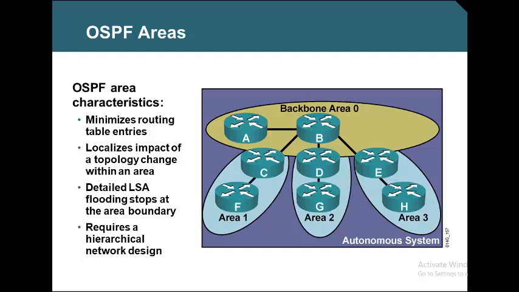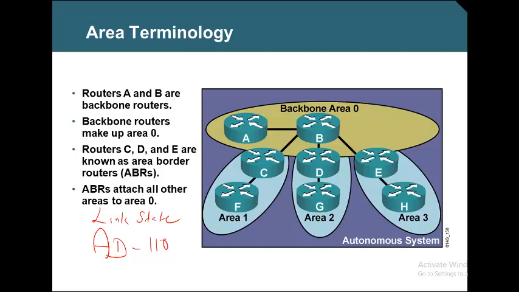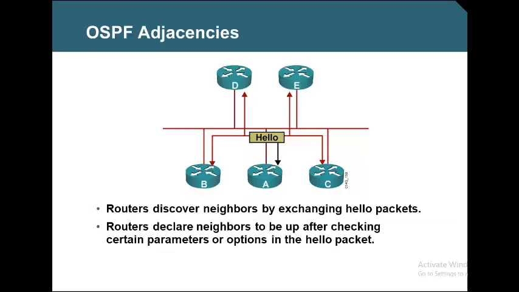Can anyone tell me in this topology, where is the summarization point? I'm just checking how much you understood. Correct. C, D, E are the summarization points. C is the summarization point for area 1. E is the summarization point for area 3. Now we are here.